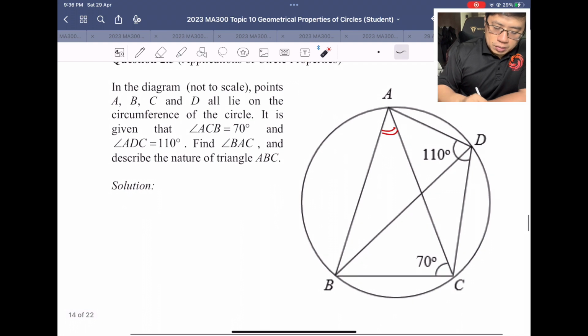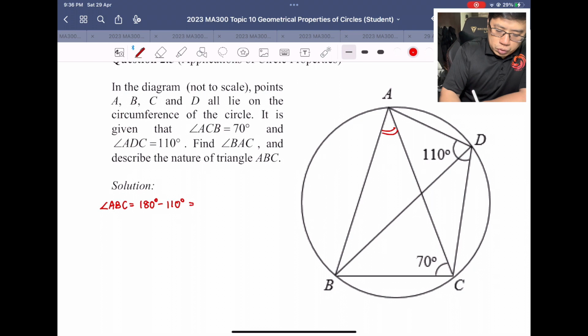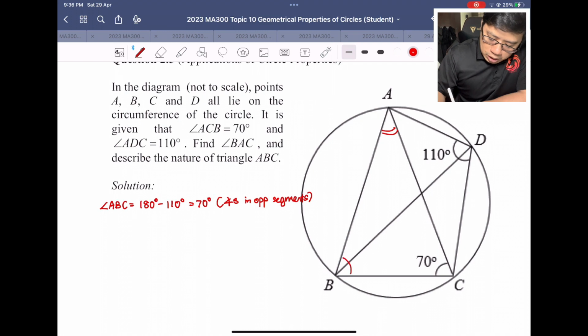Okay, so first, let me talk about the first method that I chose, which is to look at angles in opposite segments. So angle ABC is equals to 180 minus 110, which is equals to 70 degrees. And the reason I chose is that it's angles in opposite segments. So I'm just going to label it on the diagram here. This is 70 degrees.